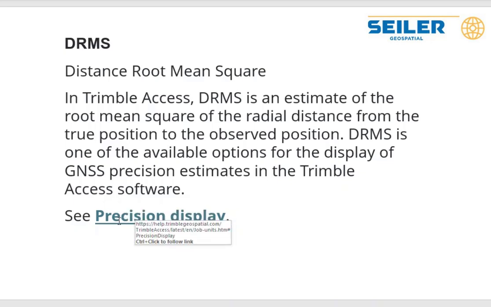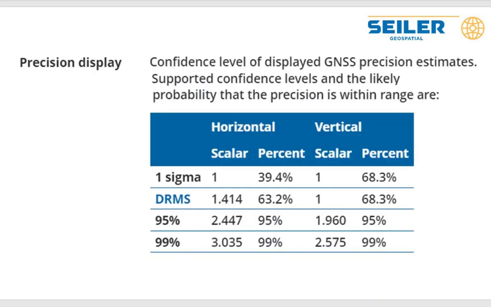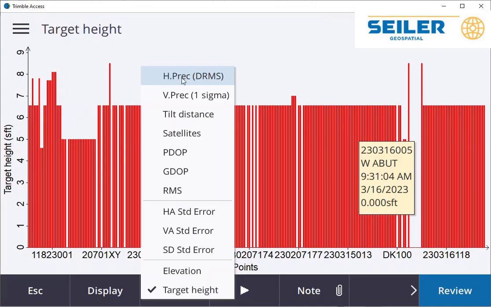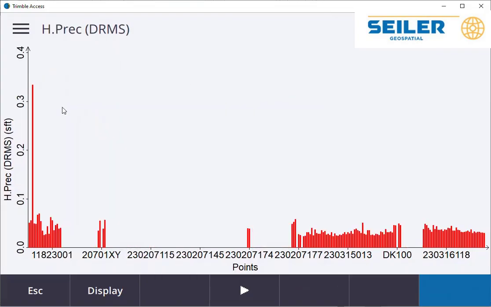And if you were to click on this precision display, you'd get a nice little table that tells you 1 sigma for horizontal is 40%, DRMS is 63, 95, or 99%. So depending on who you're doing the work for, what precisions you're supposed to meet, you can actually set those precision displays in your project units. So if I display by precision, at a quick glance I can tell I get from 0 to 4/10 of a foot. Well, 4/10 is pretty high, and that's probably this guy right here.